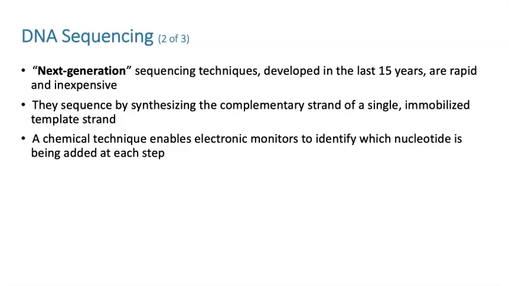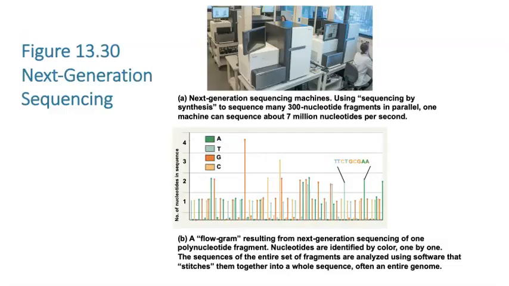They sequence by synthesizing complementary strands of a single immobilized template strand. So you take this template, you hold it in place, and you put letters in a row, and the sequence that is put in can be detected by either chemistry or electronic monitors that identify which nucleotide is being added at which step.